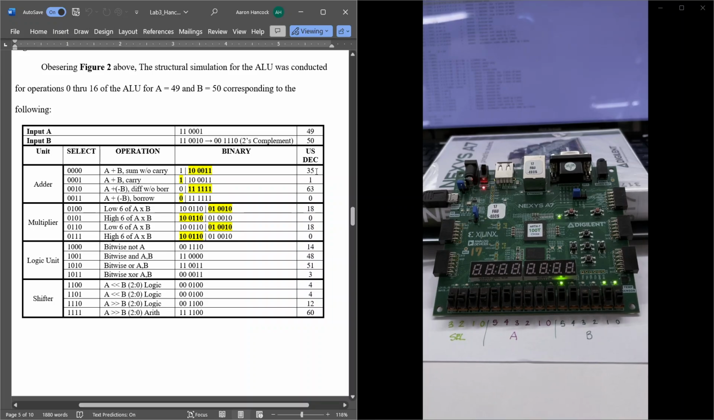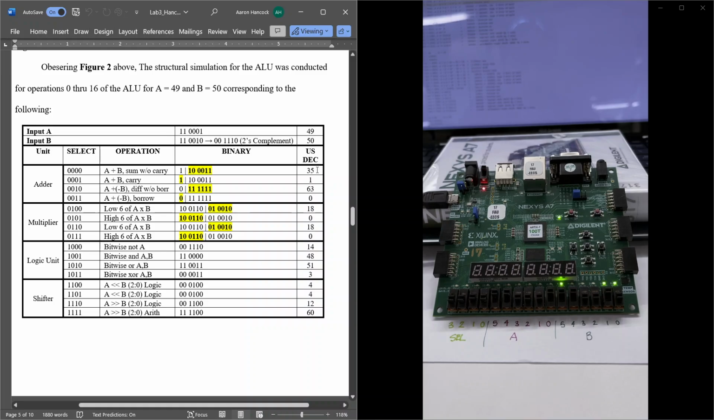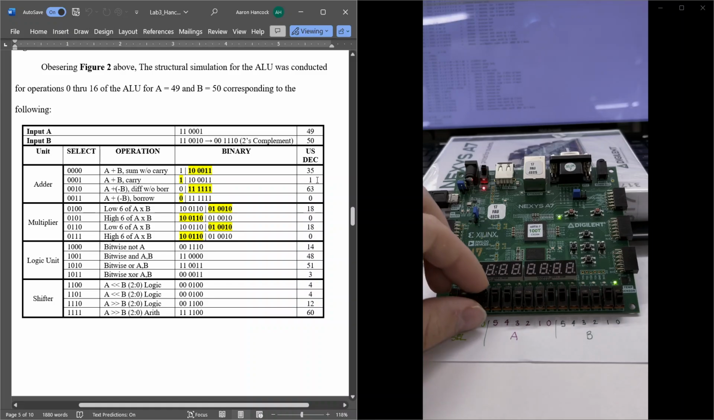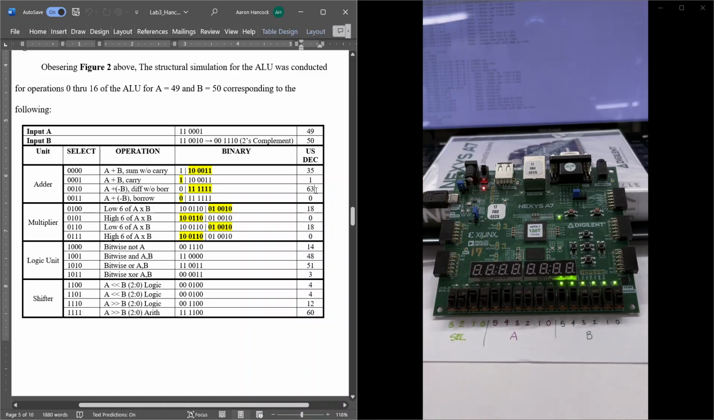We can see that for input 0, we have the sum of A plus B without the carry. This results in a decimal value of 35 in the binary representation you see there on the screen. For input 1, we have just the carry of A and B, which is a 1. For input 2, we have the difference of A and B, which results in 63, because we can't hold the carry bit.